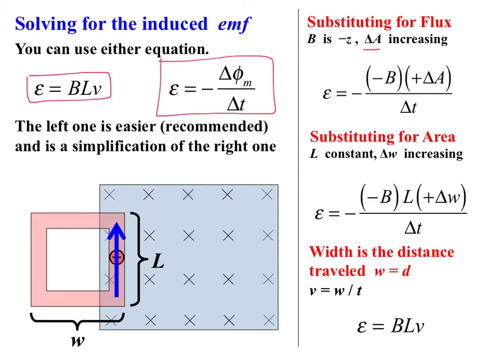So let's say that our area is increasing. That means we're moving it into the field. As area increases, again, you're going to see an increase in potential. Here, if my width increases, that's still an increase in potential. But now we have width over time, where length stays constant. So width over time is distance over time, meaning we can replace that piece with velocity.